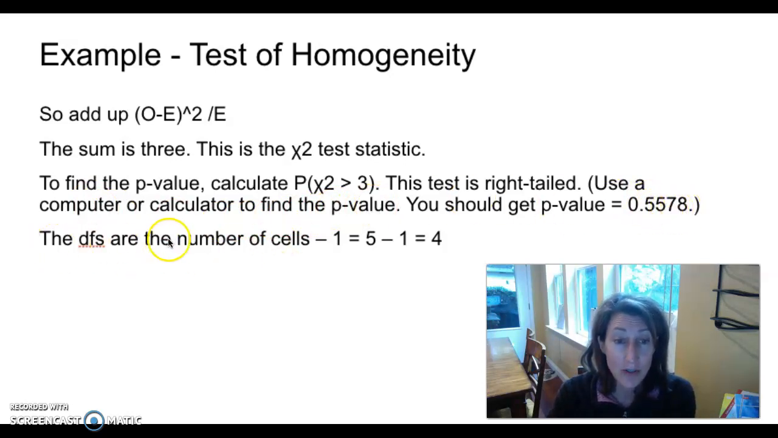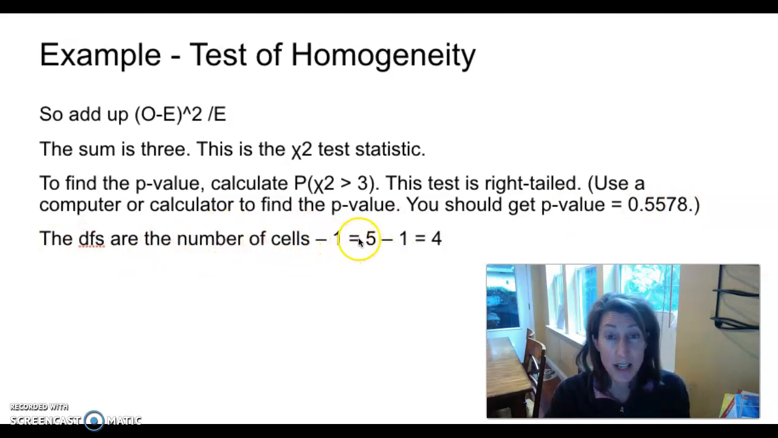You need to know the degrees of freedom to do this. Degrees of freedom are always the number of cells minus 1. In this case, we had 5 days minus 1, so we have 4. The p-value is so large, right? It's greater than our alpha. We will not be rejecting the null.